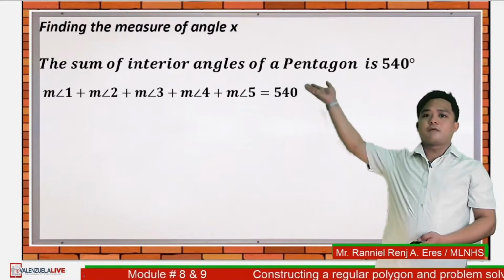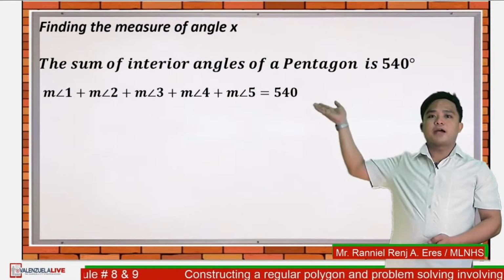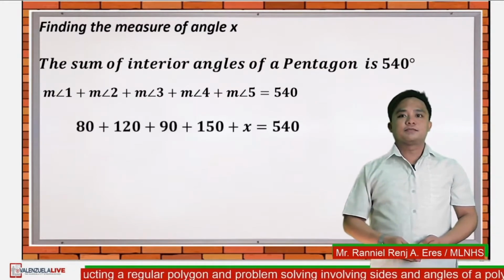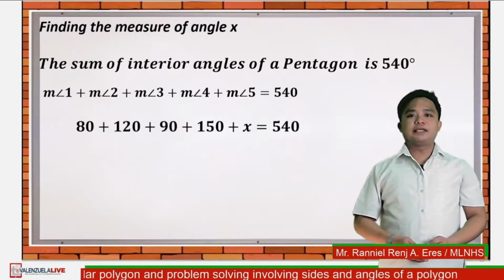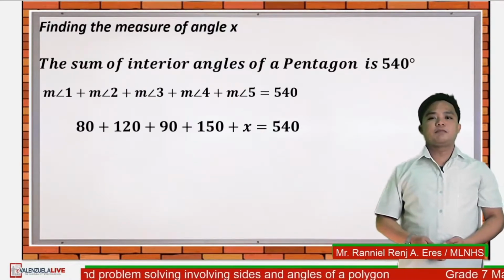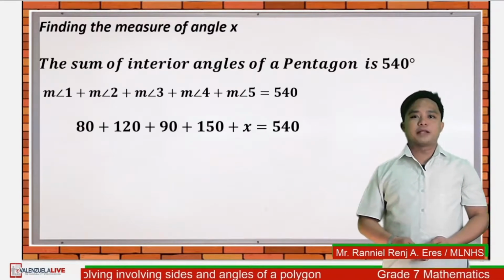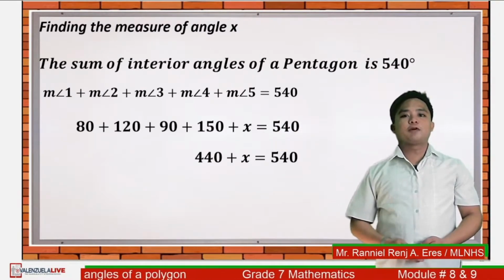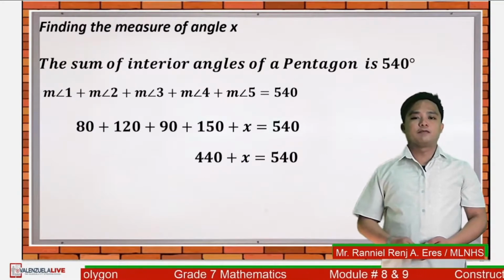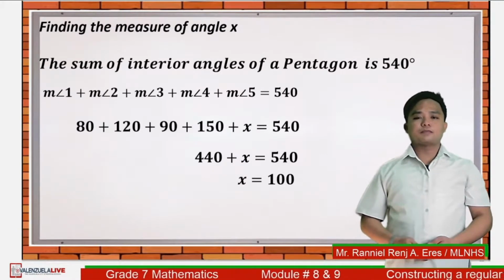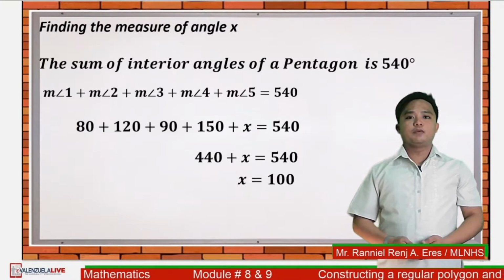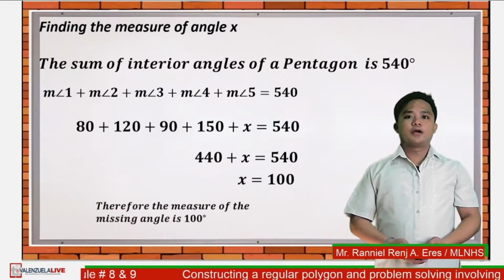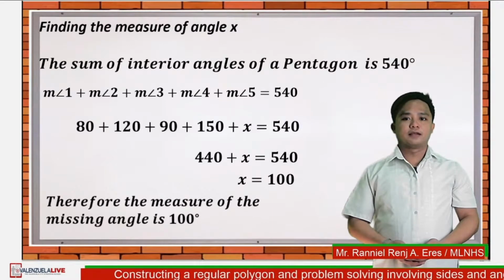So we have measure of angle 1 plus measure of angle 2 plus measure of angle 3 plus measure of angle 4 plus measure of angle 5 is equal to 540 degrees. So we will add that. We have 80 plus 120 plus 90 plus 150 plus x is equal to 540. And if we simplify the left side of the equation, we have 440 plus x is equal to 540. And we will use the addition property of equality. We will have the answer x is equal to 100. Therefore, the measure of the missing angle is 100 degrees.